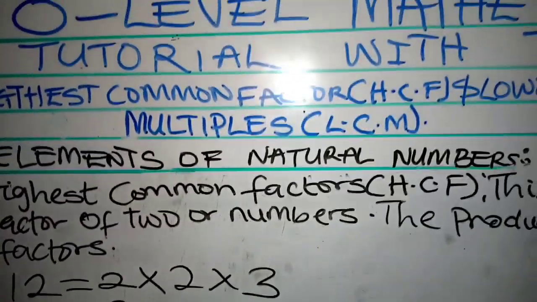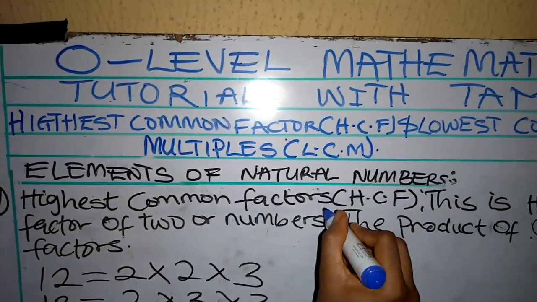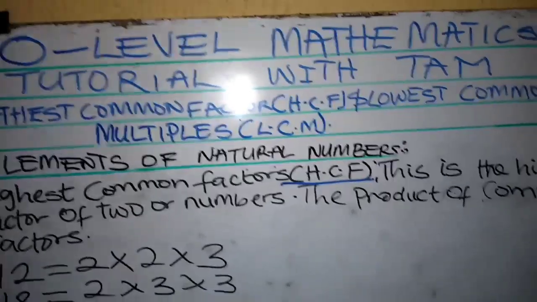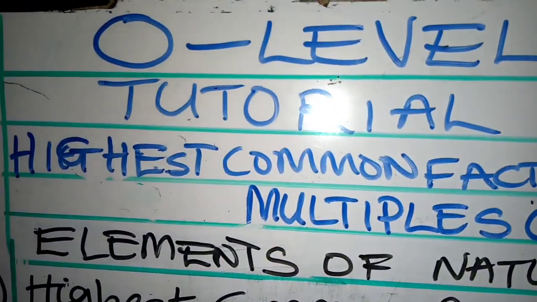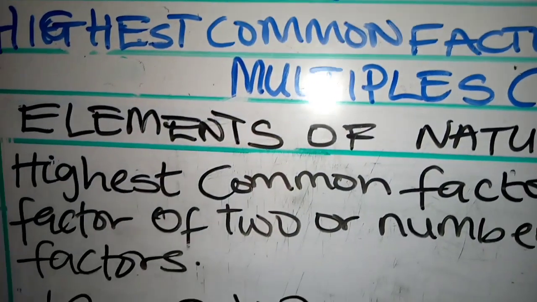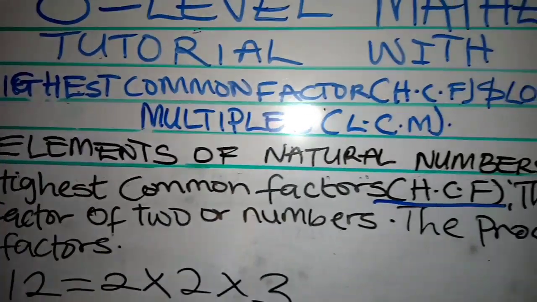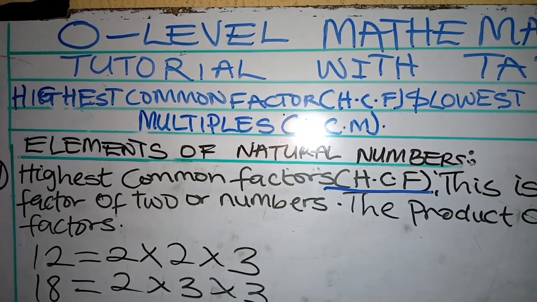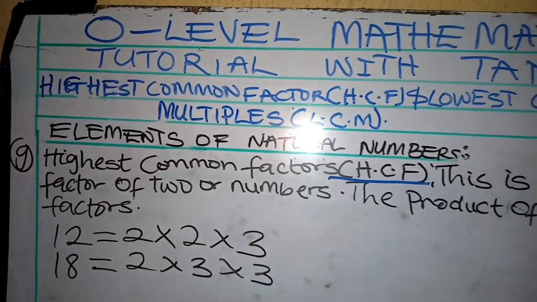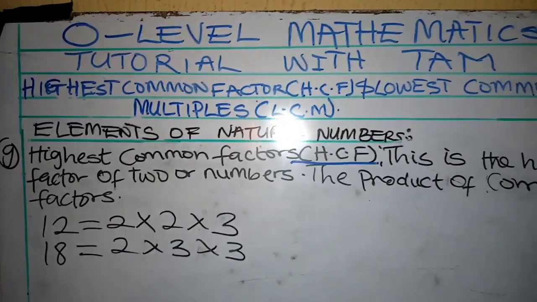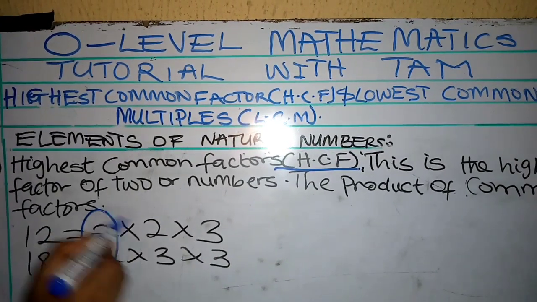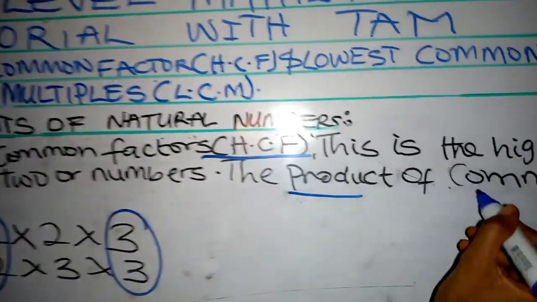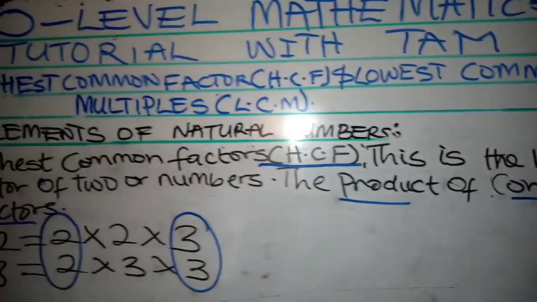The highest common factor, which is also known as H.C.F, is the highest factor between two or more numbers. For example, with 12 and 18, the common factors between 12 and 18 are 2 and 3. So the product of the common factors between two or more numbers is the highest common factor.